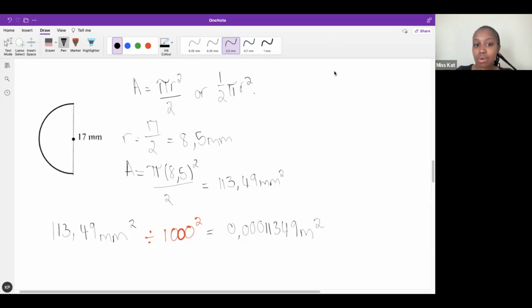I think this is a good time for a checkpoint. Thumbs up, thumbs down. How are we feeling about converting areas? I only see one thumbs up. Okay, there we go. The thumbs up are coming. Okay, I feel much better now.